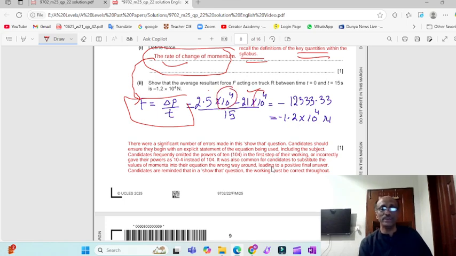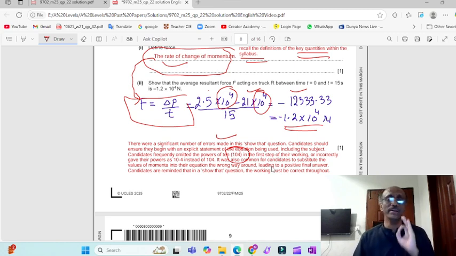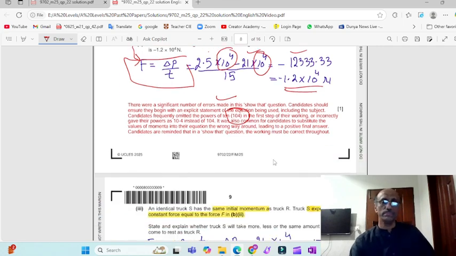The power of 4 is very much required. The majority of the students have missed this power, or what they have written is 104. So this is a common mistake. Do not make this mistake. So now this is the force which is required to be shown, that 1.2 into 10 to the power minus 4, change in momentum over time, and then include the exact, accurate 10 to the power 4. Otherwise you will not get your answer.